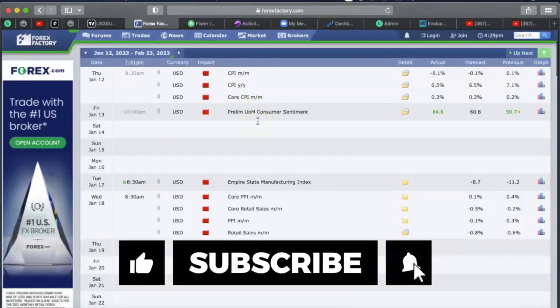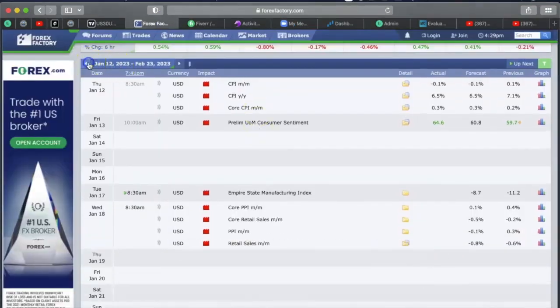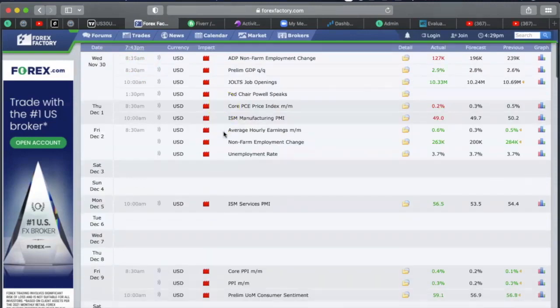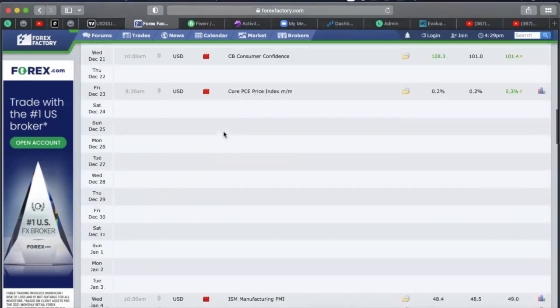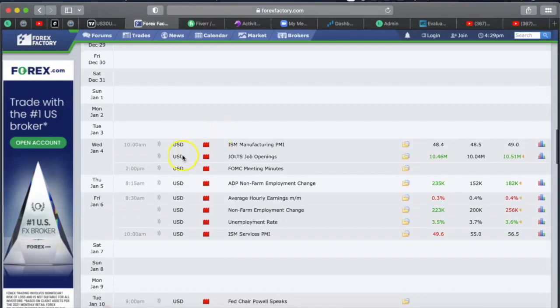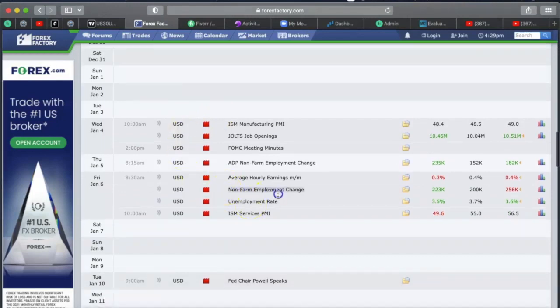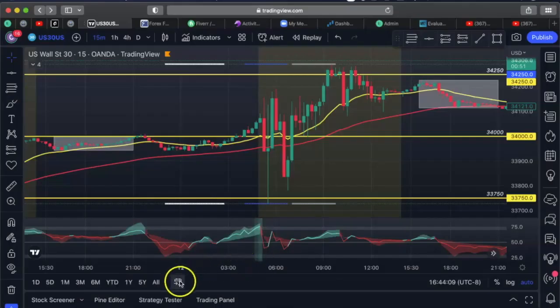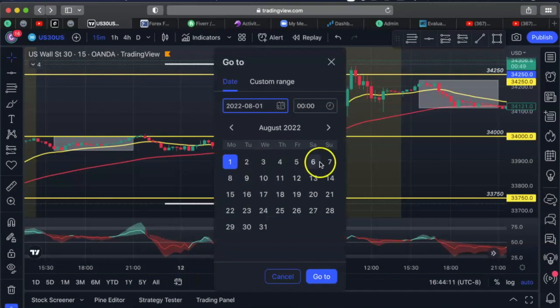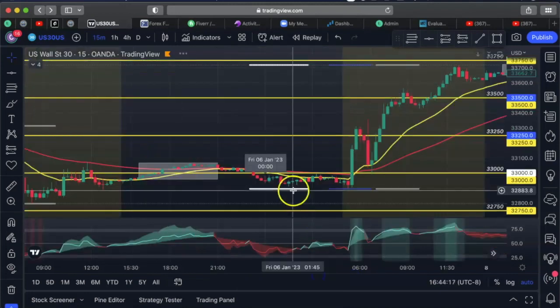Let's go to like NFP. I know we had NFP on the first Friday of this month. So let's go to January, the first Friday of January. Right here, so we had non-farm employment at 5 a.m. It's always at 5 or 5:30 a.m. So let's go to January 6th. We can go to this date window to make it easier. 6th of January, January 6th, right here.